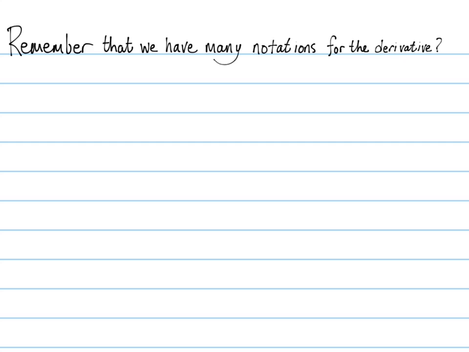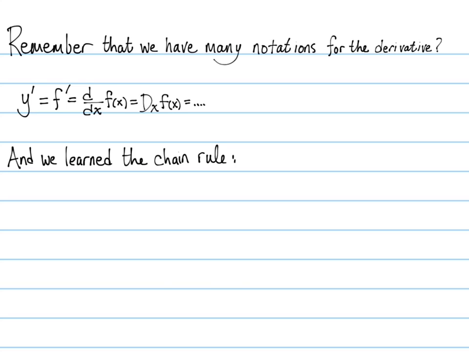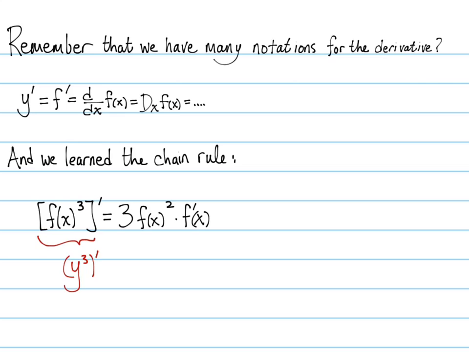Well, do you remember that we have a lot of different notations for the derivative? That we can use y prime, or f prime, or d dx of f of x, and we have all these different notations. Well, we also learned the chain rule. For example, what if I wanted to take the derivative of f of x cubed? Well, we treat f of x like it's a variable, like x, and the derivative of x cubed is normally 3x squared, so we get 3f of x squared, times the derivative of f of x. But that's like y cubed prime. And that's like 3y squared y prime.